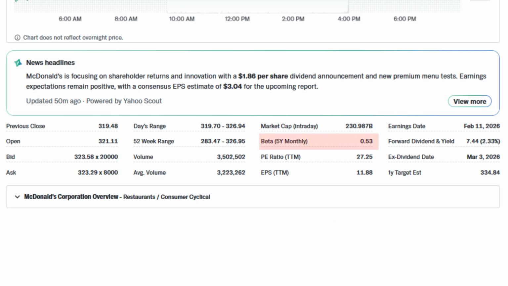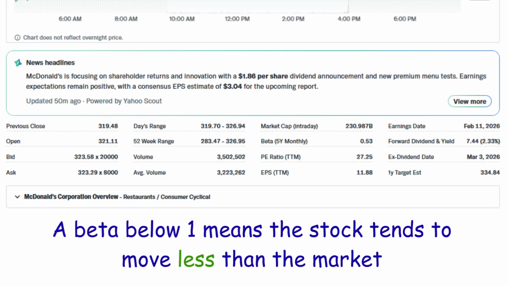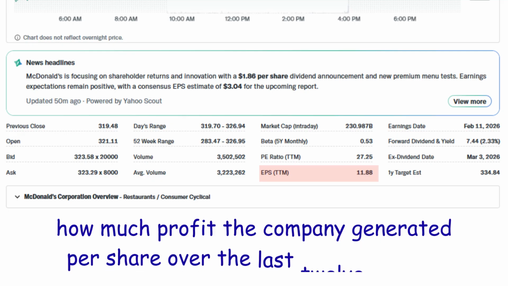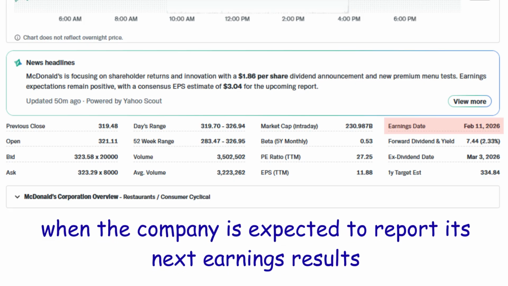The beta, listed as 0.53, measures how volatile the stock is compared to the overall market. A beta below 1 means the stock tends to move less than the market, which fits a mature defensive company like McDonald's. Next, we see the PE ratio, which is about 27, showing how much investors are paying for each dollar of earnings. The EPS, or earnings per share, shows how much profit the company generated per share over the last 12 months. On the right side, we see the earnings date, which tells us when the company is expected to report its next earnings results.